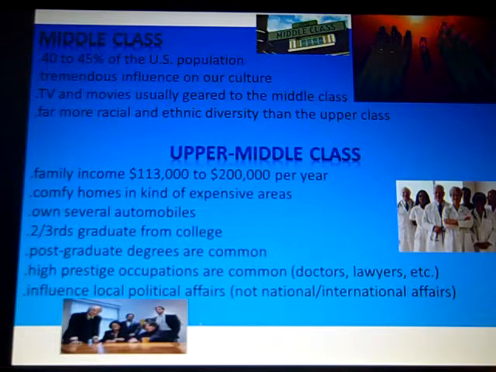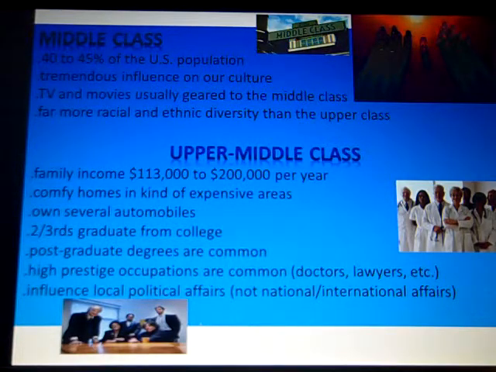In the middle class, you get more racial and ethnic diversity. In fact, we've seen African Americans begin to explode into the middle class structure from the lower classes in the last 15 to 20 years. Now, in the upper middle class, family income is between $113,000 and $200,000 per year.